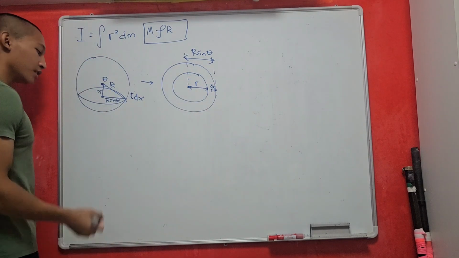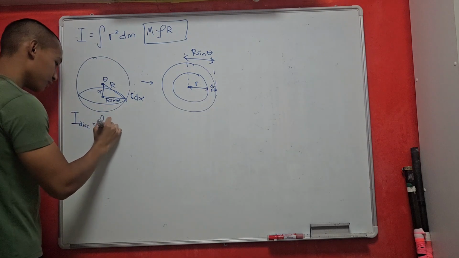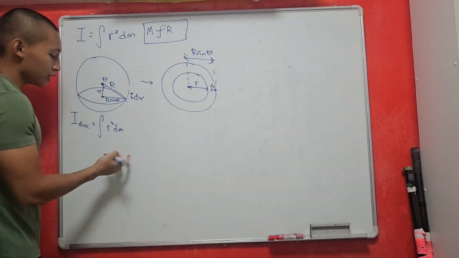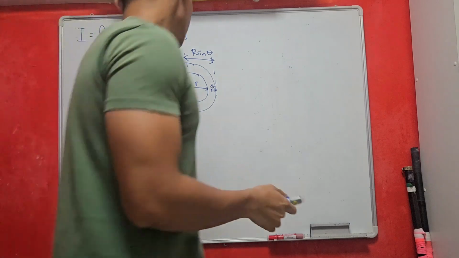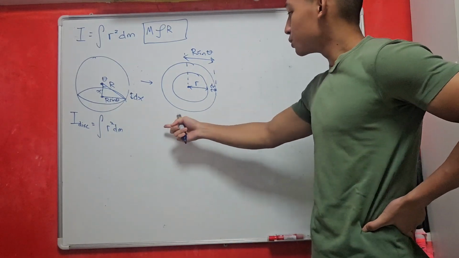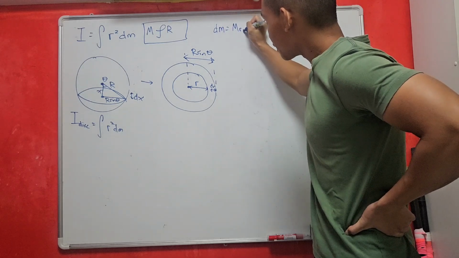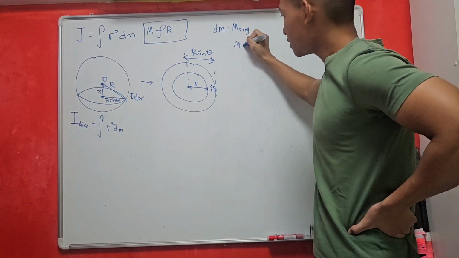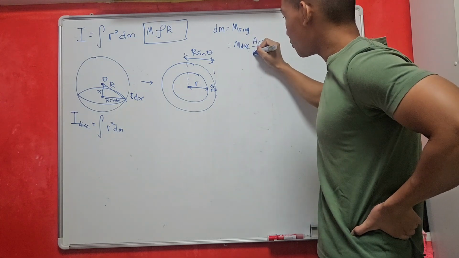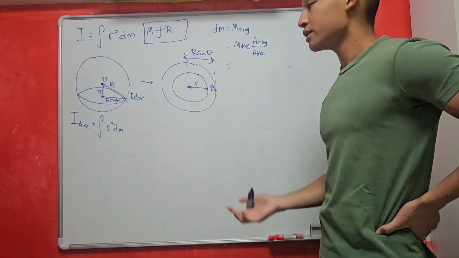Okay? So what we'll be trying to find is I disk equals the integral of r squared dm, but this is just the expression. We don't really know what this means. So dm, if you think about it carefully, if I were to find I disk, dm actually refers to the mass of just one ring. So I can write this down as dm equals m ring. M ring is actually equal to m disk times the area of a ring over the area of a disk. Okay? This is just based on the law of proportionality.